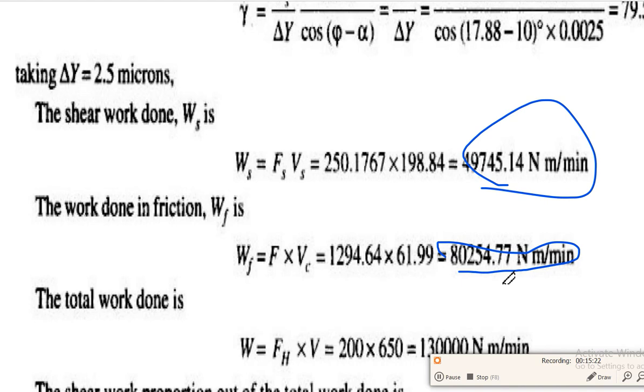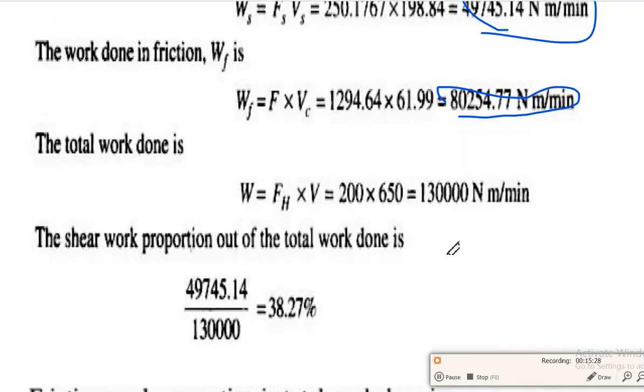Now if we have to calculate the total work done, we will write down the total work done is equal to Fh into V. Now put the value of Fh, that is 200, and V is equal to 650. So from there we will get the value of total work done.